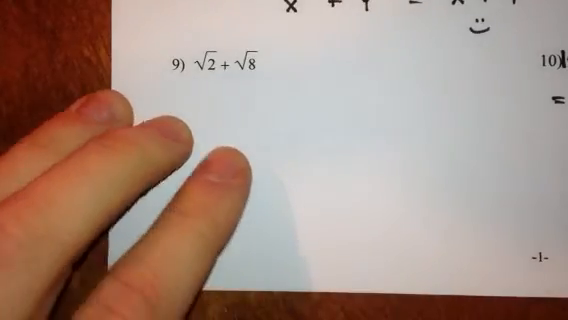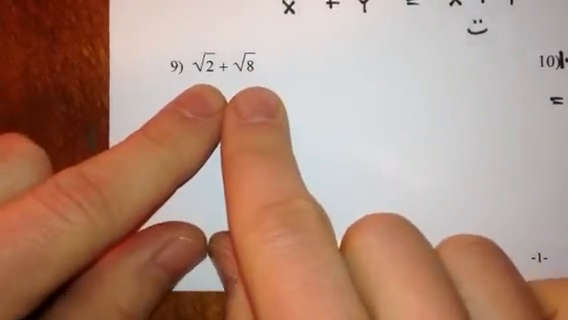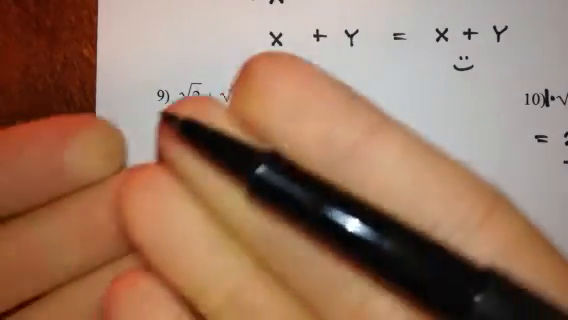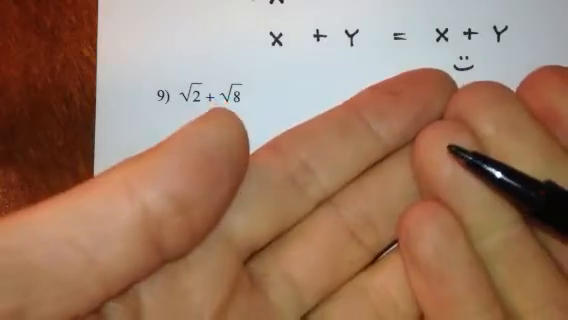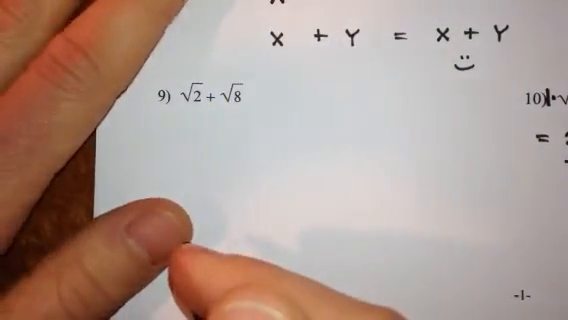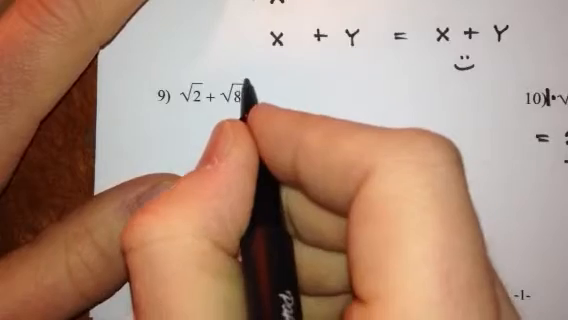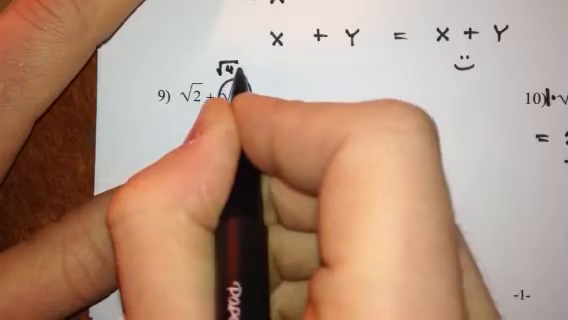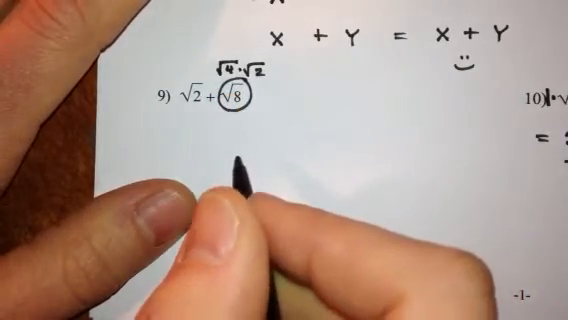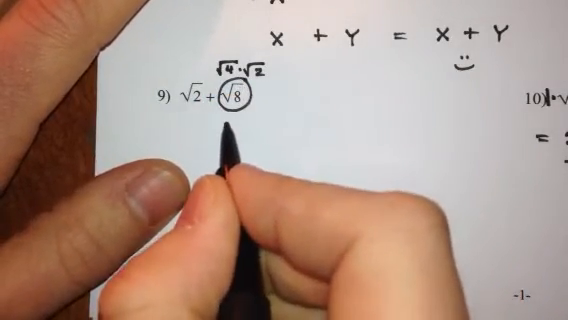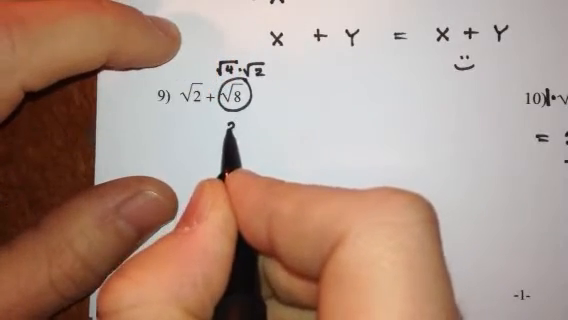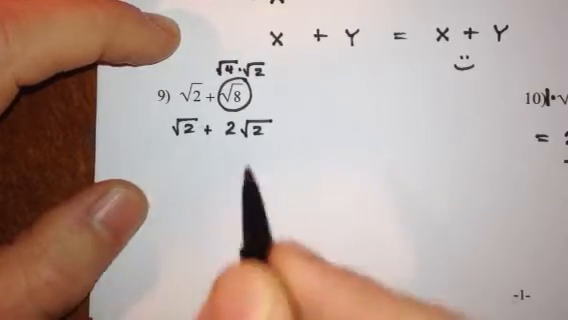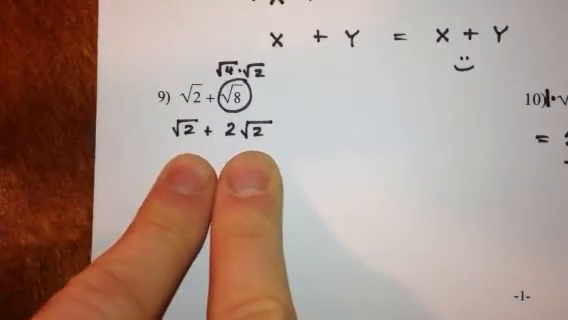Now in the case of problem number 9, we've got radical 2 and radical 8, and that's kind of like x plus y. They're not the same. The thing that's different about the radicals and the variables is that sometimes we can make them the same. So for instance, if you think about the square root of 8, isn't that really just the square root of 4 times the square root of 2? Oh, well then this is really equal to the square root of 4 is 2 times root 2 plus radical 2. Now we can see that they have like terms.